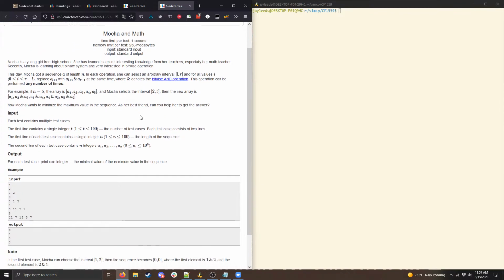So we're given a sequence A of length n, and in each operation, we can select an arbitrary interval from L to R. And for all values I from 0 to R minus L, we can replace A sub L plus I with A sub L plus I AND A sub R plus I, where AND is the bitwise AND operation. And we can do this as many times as we want. We want to minimize the maximum value in the sequence.